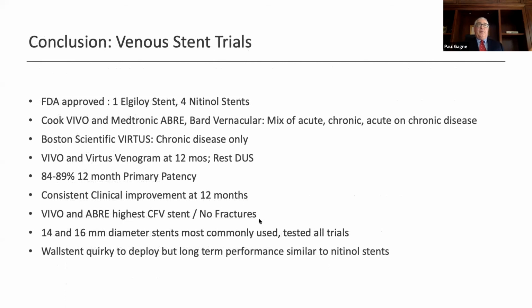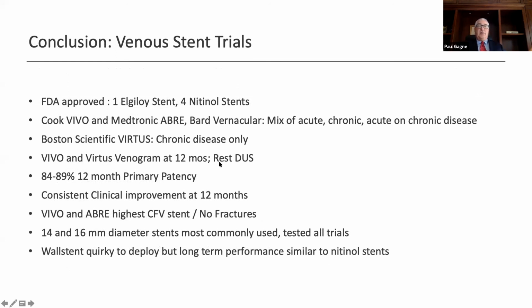So in conclusion, when we look at the 5 venous stents approved over the last few years, we have the Wallstent as the only non-nitinol stent, and then the 4 nitinol stents. The Cook VIVO, the Medtronic Abre, and the Bard Venovo studies had a mix of patients with acute and chronic DVT and scar, as well as compression lesions. The VIRTUS study was chronic disease alone.